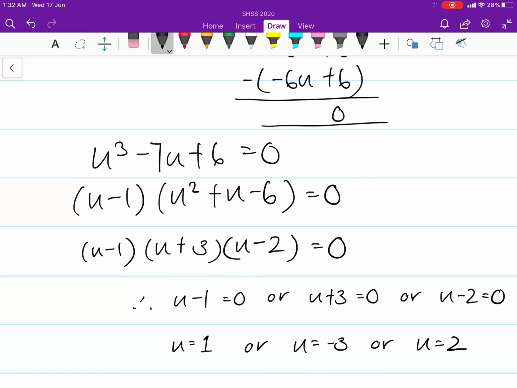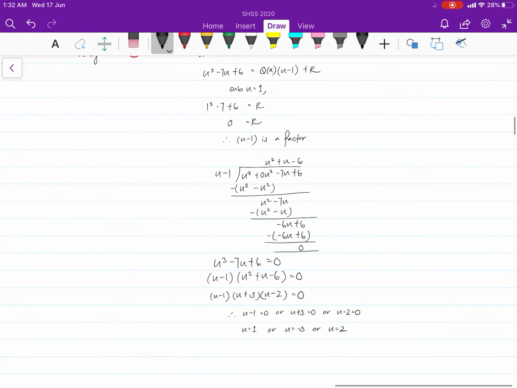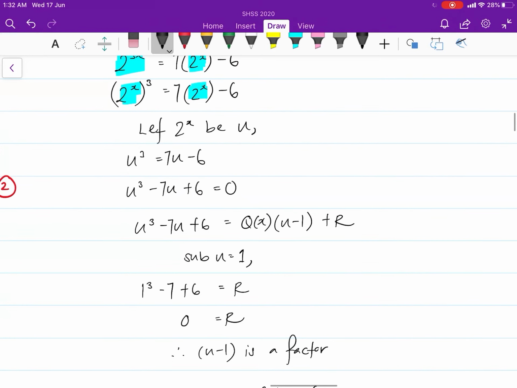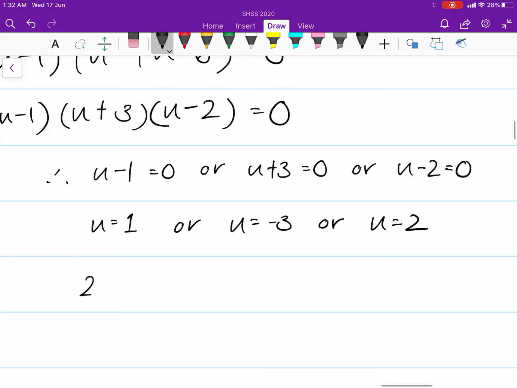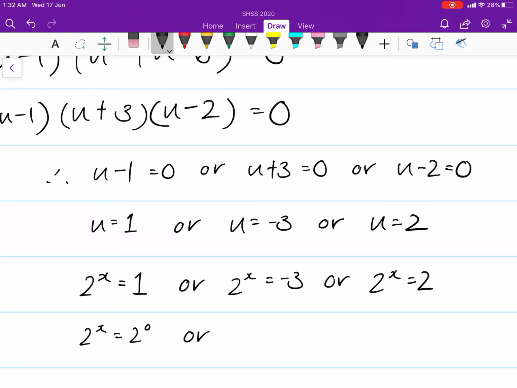But we are not solving for u, we are solving for x. So we know 2 to the power of x is u, we need to sub back in 2 to the power of x. So this is 2 to the power of x equals to 1, or 2 to the power of x equals to negative 3, or 2 to the power of x equals to 2. Now, in this case, I need to change the 1 back into 2 to the power of 0. Now, 2 to the power of x equals to negative 3 is not possible. 2 to the power of anything cannot give you a negative number. So I have to reject this.